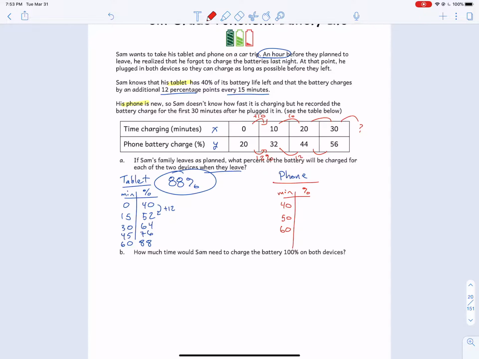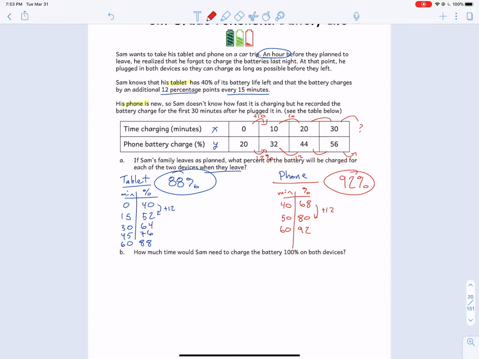So at 40, we add another 12 to 56. So that would be 68. Okay, then we add another 12. So that would be 80, and then 92. So the phone will be at 92% when they leave.